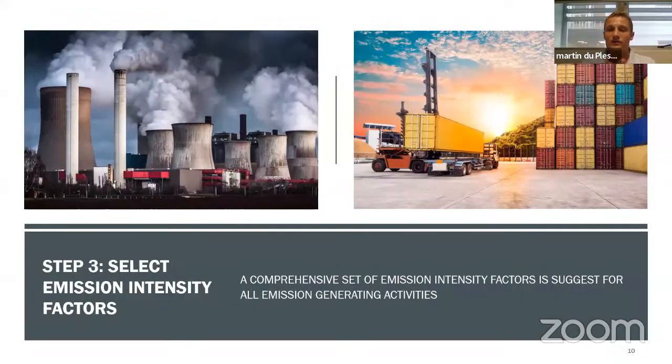The third step of the framework is where we need to select an emission intensity factor. So we know what the activity is, and we have the data of the activity. We now need to say that to move a ton a kilometer with this type of road transport vehicle emits this amount of emissions. Or if I store a pallet of fruit in a facility for this number of days, I need to select this factor. So this third step is actually the most important step of the entire framework in terms of accuracy.